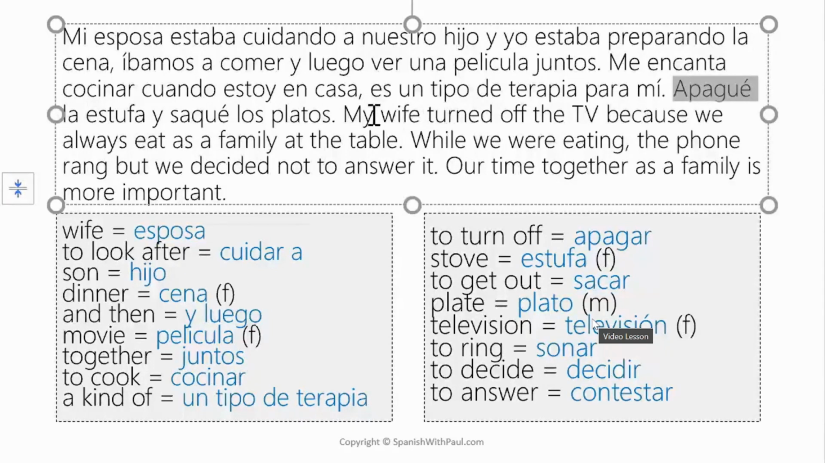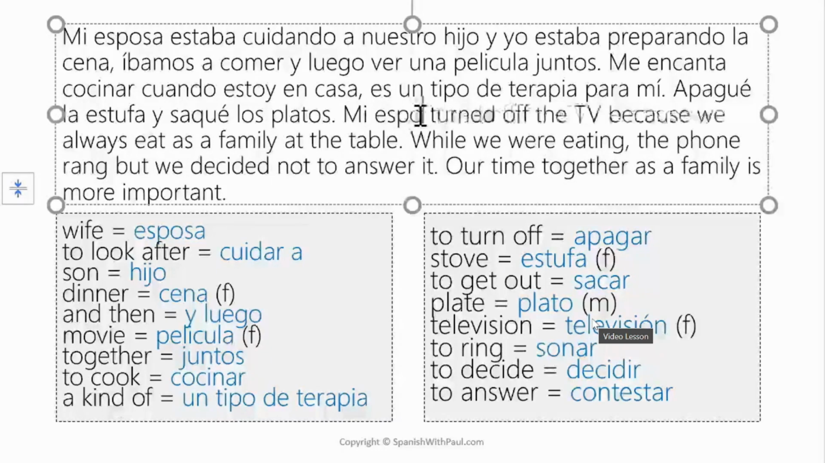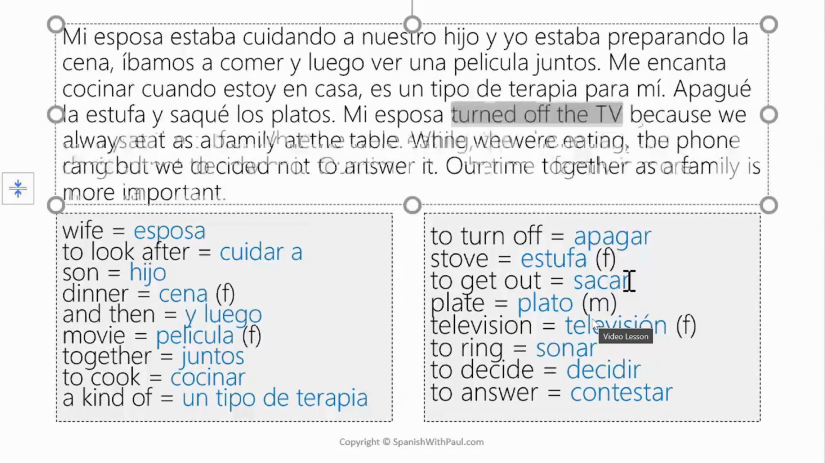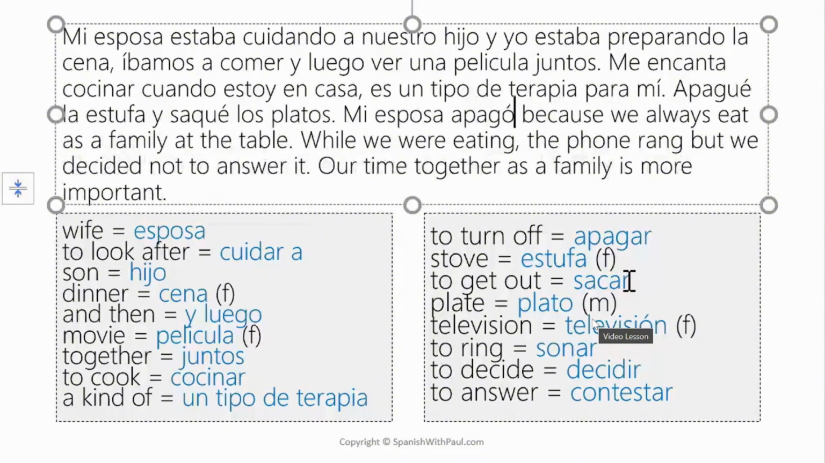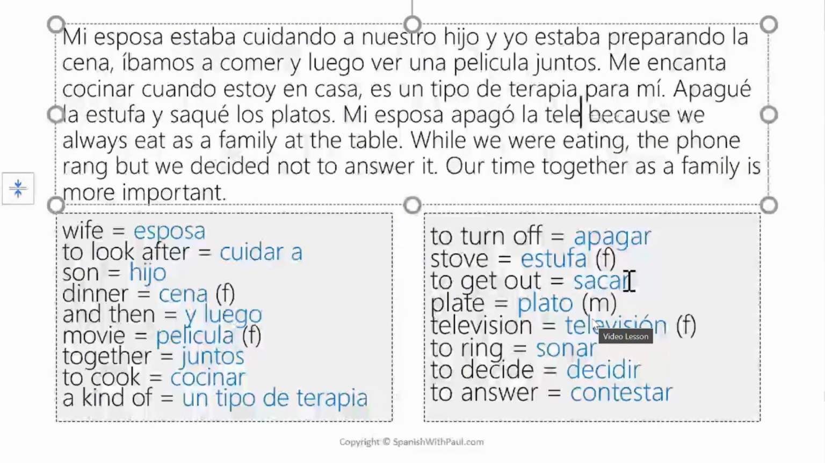Now we have that same verb to turn off, but this time it's from the angle of my wife. So we're going to have, again, mi esposa. Now we have her angle, right? So this is going to be apagó. And nothing strange here will happen with the spelling. We'll take all of this. So we have apagó la tele or la televisión.